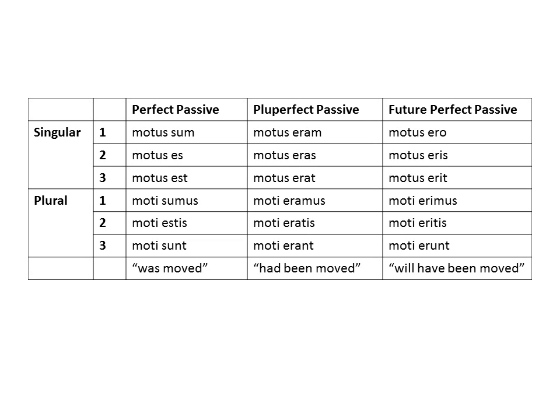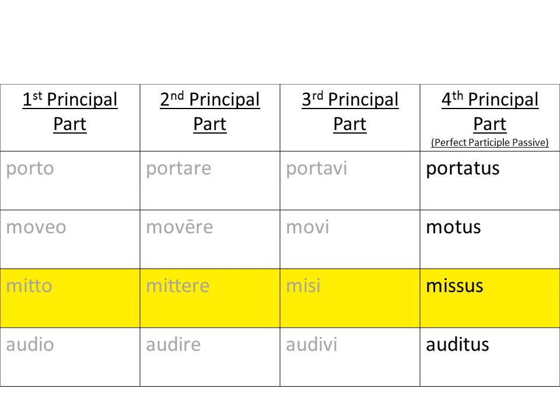Notice how regular it is. Just like in the perfect active family, there's no vowels we have to worry about, no different sets of endings depending on conjugations. Everything is the same, which is really nice. It makes things a whole lot easier.